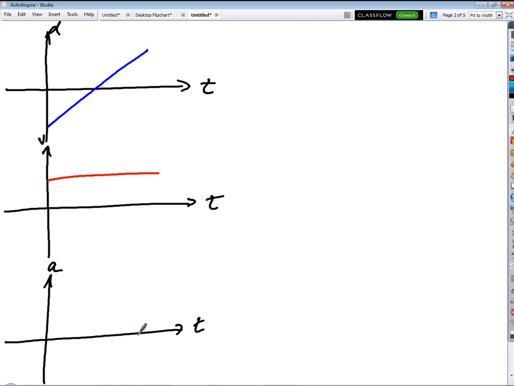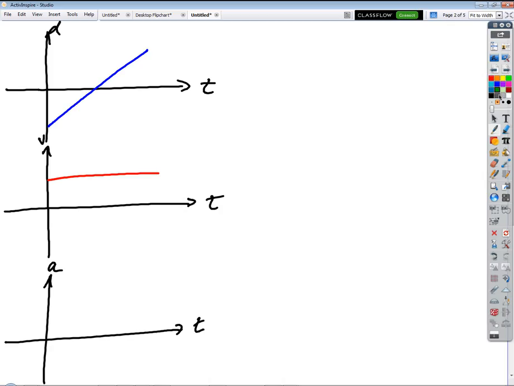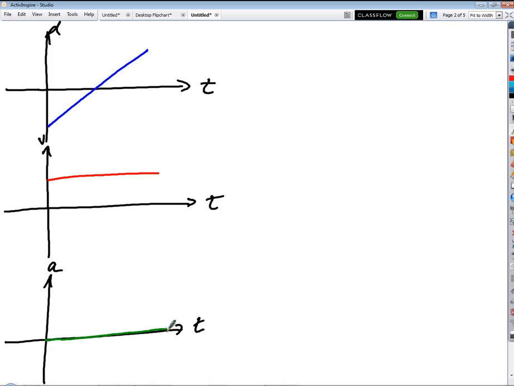the value of acceleration must be related to the slope of the velocity graph, exactly. What's the slope of that graph? Zero. So then this is the acceleration time graph. It's just got a value of zero everywhere. Make sense? Okay.